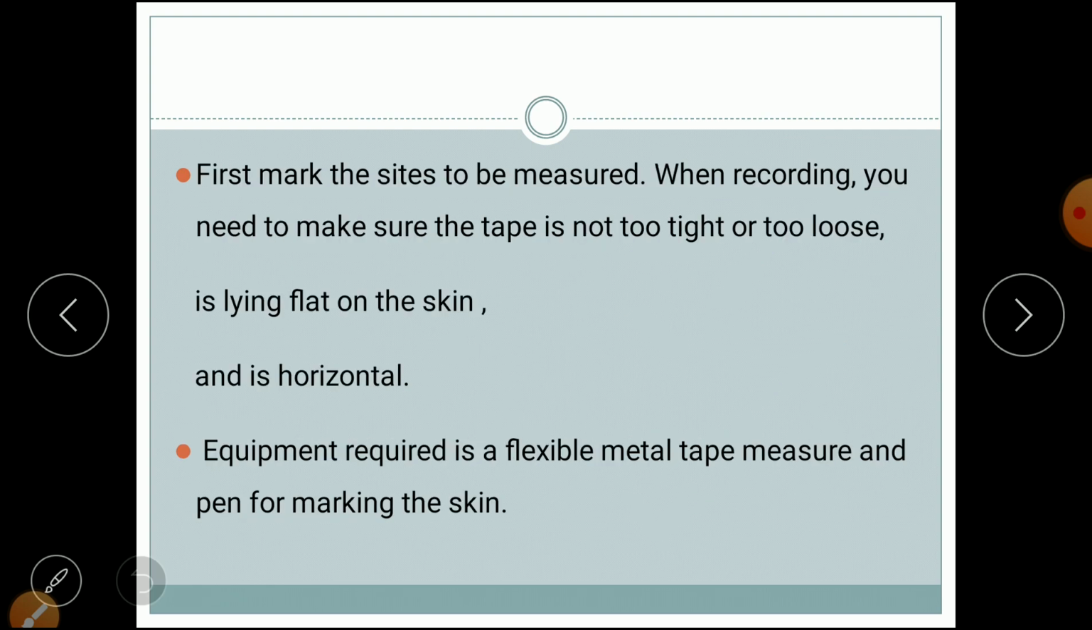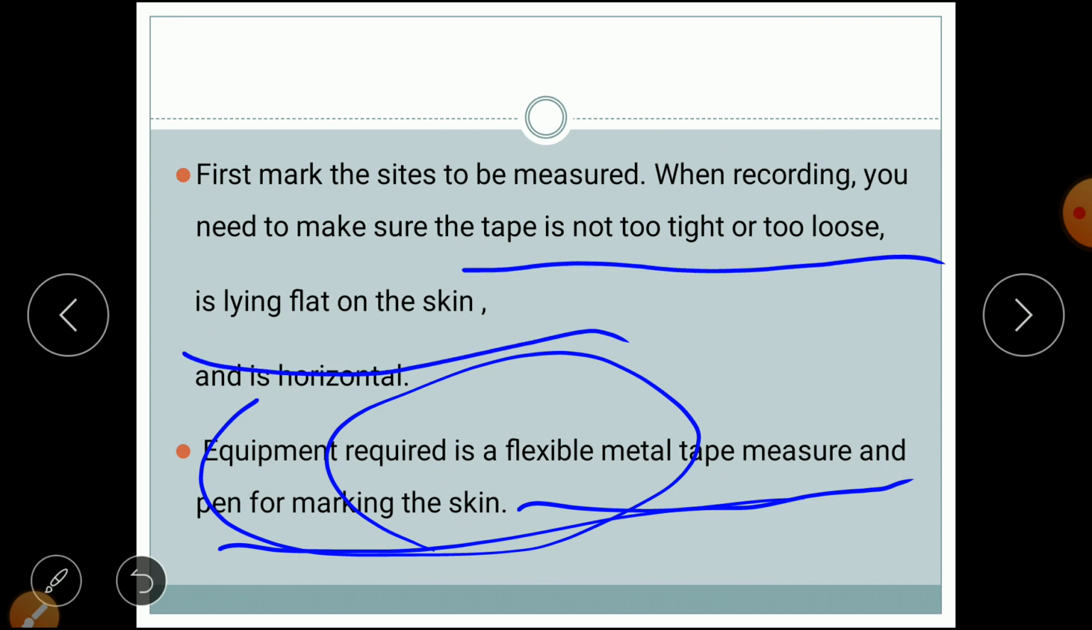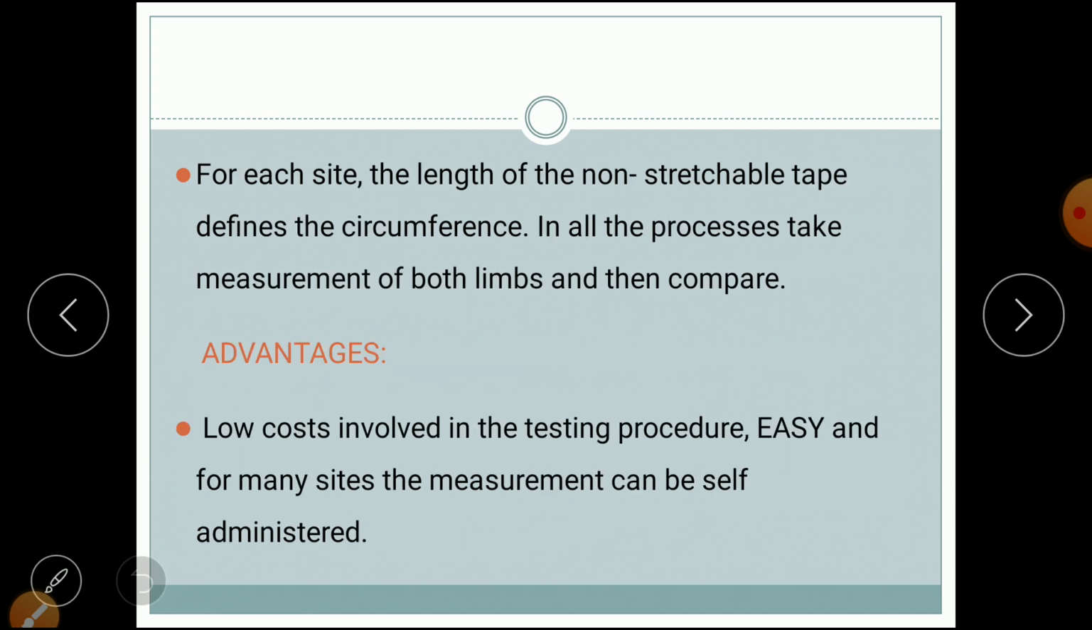For girth measurement we use one piece of equipment known as a flexible metal tape, and we can use a pen for marking on the skin. You have to make sure that the tape is not too tight or too loose, and that it is lying flat on the skin. Now the advantages of girth measurement.